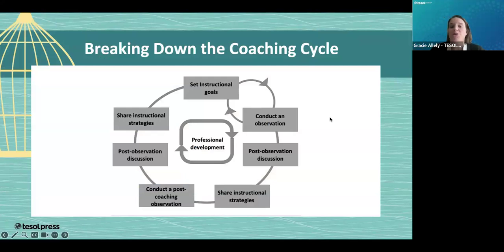The SWELL model has a coaching cycle that some schools use, some schools don't, or adapt to their own cycle. In the center of it is professional development, that commitment to ongoing professional development, whether in small groups like the video we saw, in larger groups like a full school PD, or one-on-one peer coaching. It always starts with setting instructional goals, then conducting an observation, going into post-observation discussions, sharing instructional strategies, conducting a post-coaching observation, post-observation discussion, sharing instructional strategies, and back around and over.